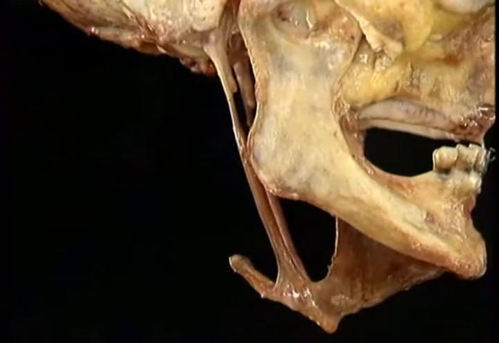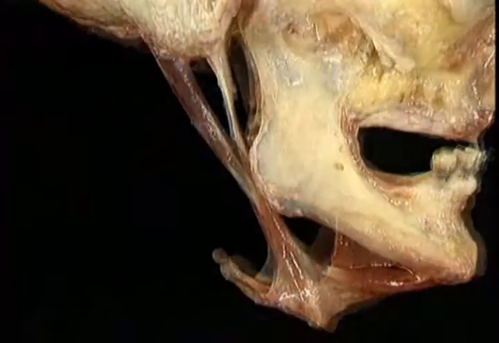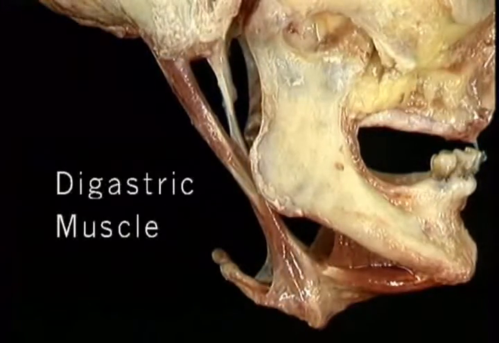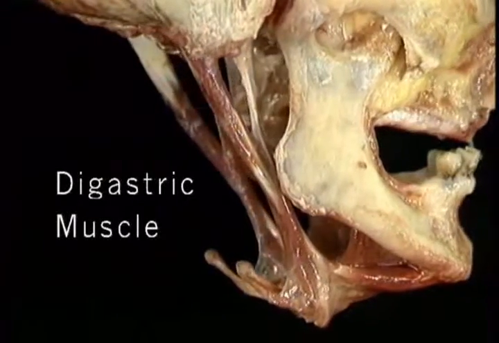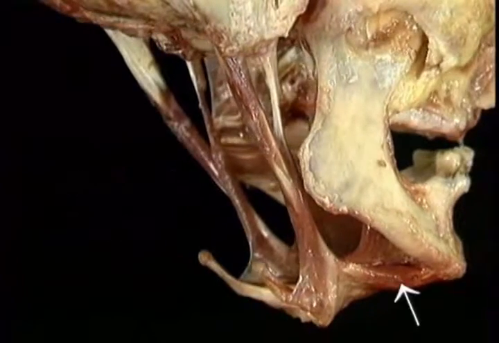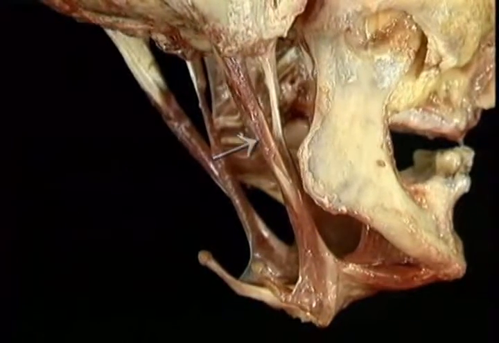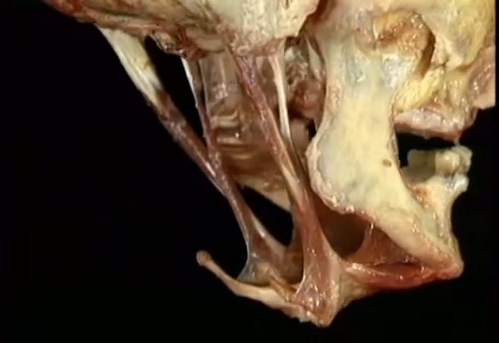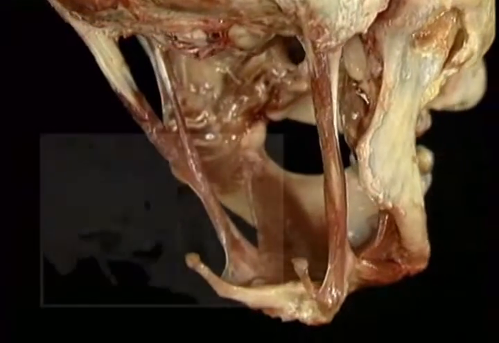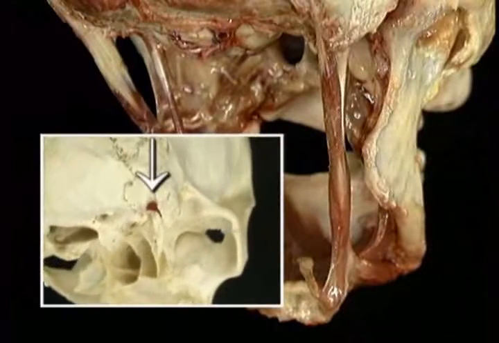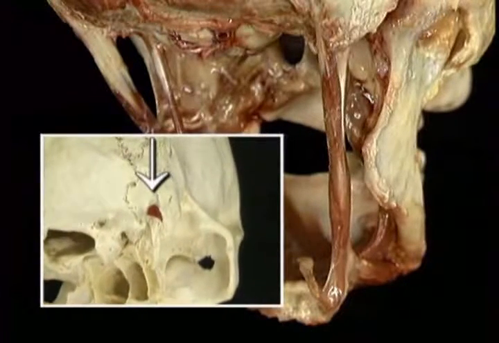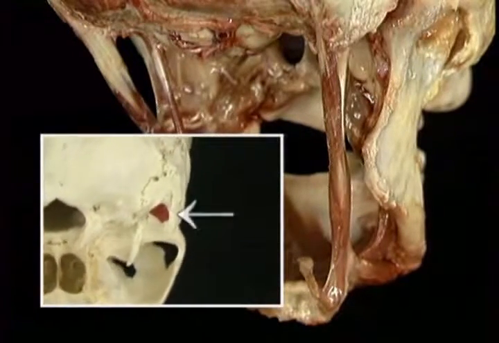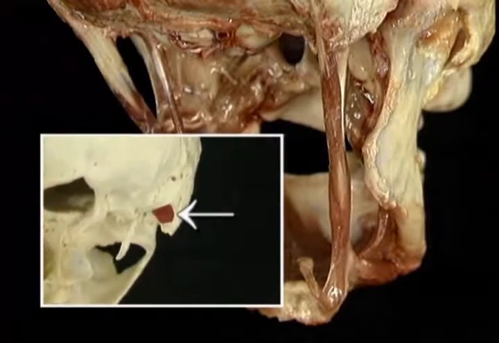Next we'll add the digastric muscle to the picture. Here it is. The digastric muscle is unusual in that it has 2 bellies, an anterior and a posterior, that are connected in the middle by a tendon. The posterior belly of the digastric arises here, from the digastric notch on the underside of the temporal bone, and from the medial aspect of the mastoid process.